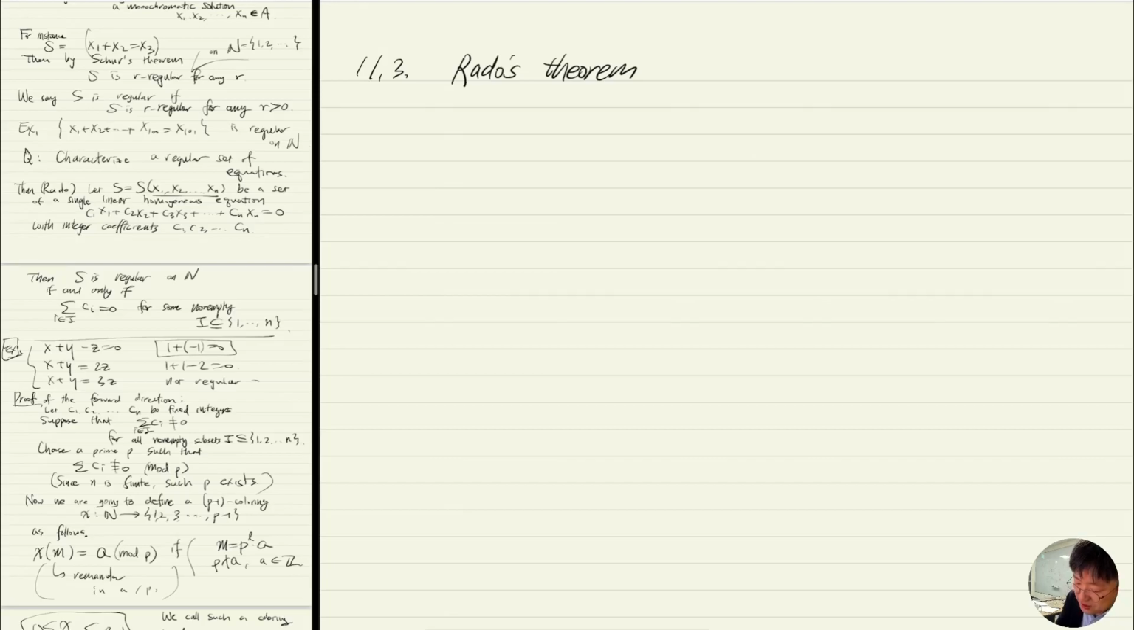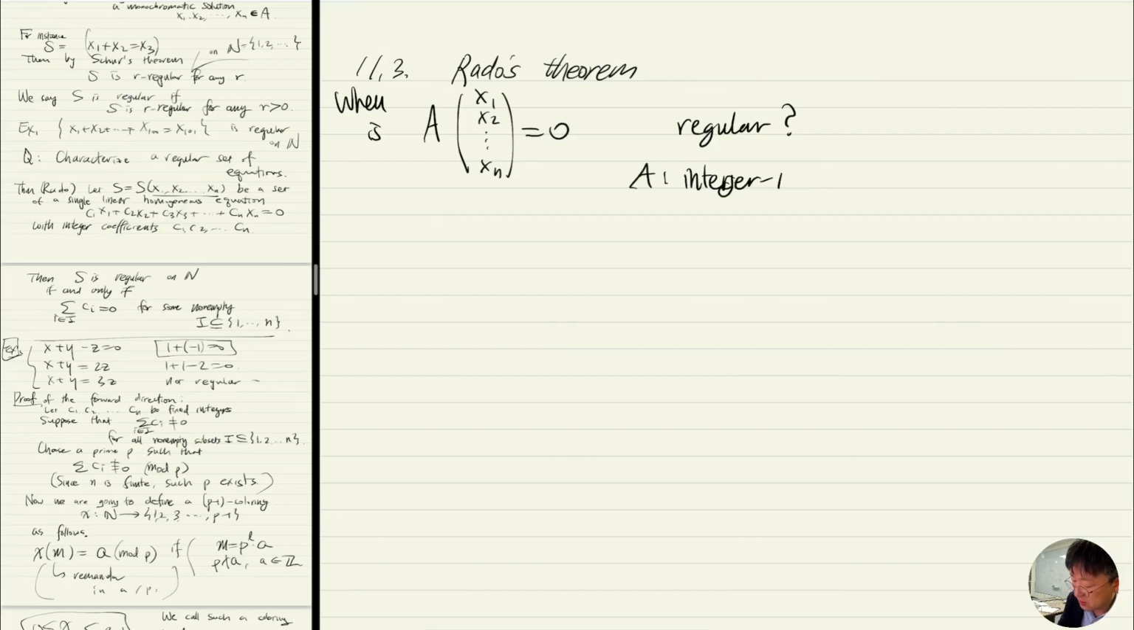So here we have a more general version. So for instance, you have a matrix A. Right. So when is this regular? That's more general, right? And A is an integer valued matrix. So if A has only one row, then that's the previous theorem here. But now we allow A to have many rows.